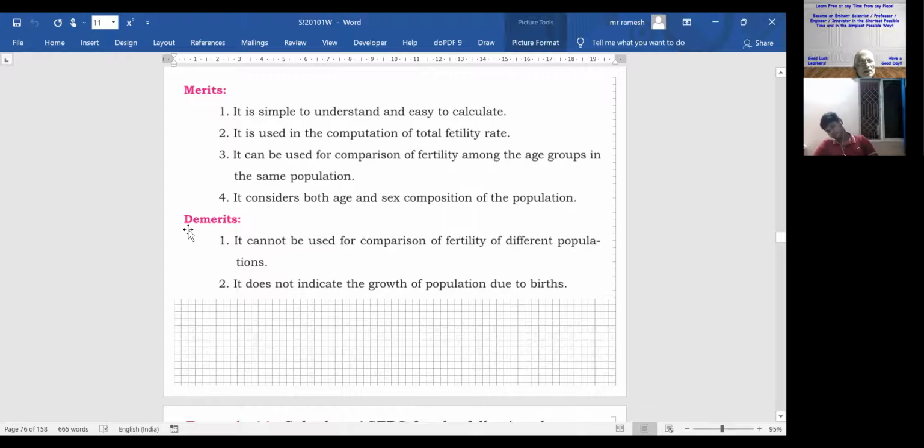What are the disadvantages or demerits? It cannot be used for comparison of fertility of different populations. It does not indicate the growth of population due to births. Why is it not giving the total growth rate? Because we are not taking the total live births and total population. It cannot be used for comparing fertility of different populations. We cannot compare because you have to take that age specific only.